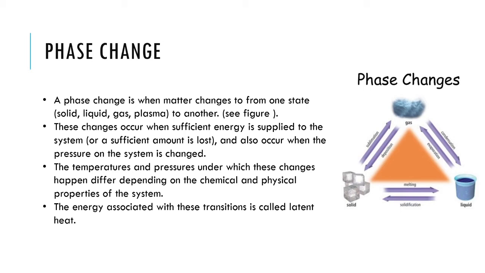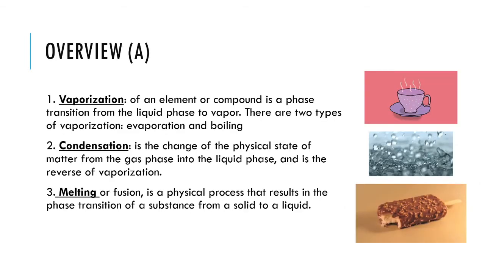We will study all these in a little while, but on the right side for now we have a brief diagram showing us the basic 6 transitions between gas, liquid and solid. We will study them in a little bit more detail in the next slide. So first of all, we have vaporization. Vaporization of an element or compound is a phase transition from liquid phase to vapor. There are two types of vaporization: evaporation and boiling.